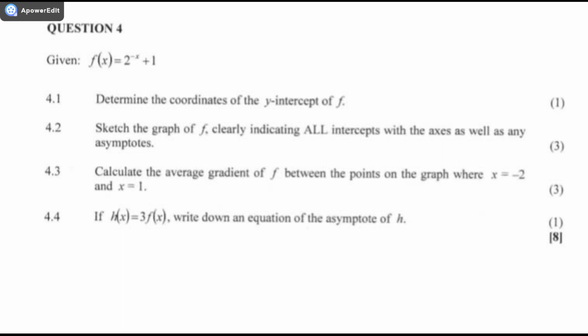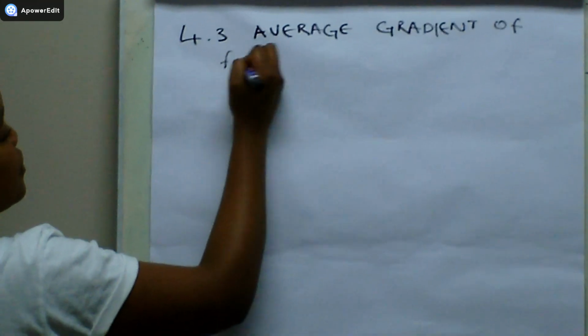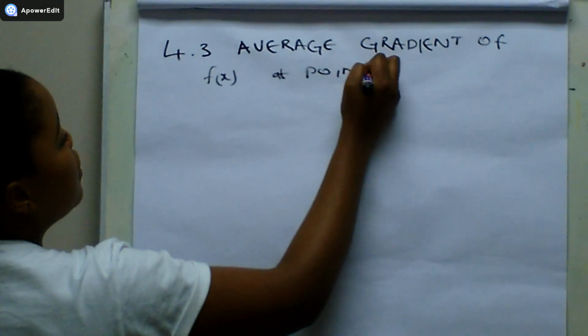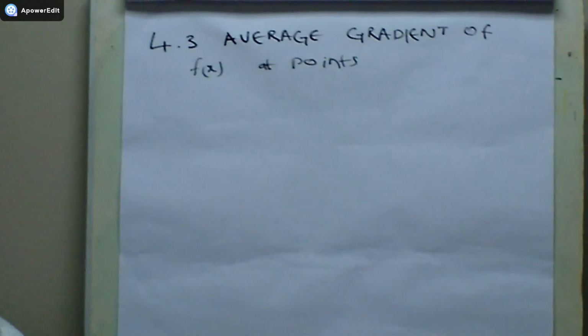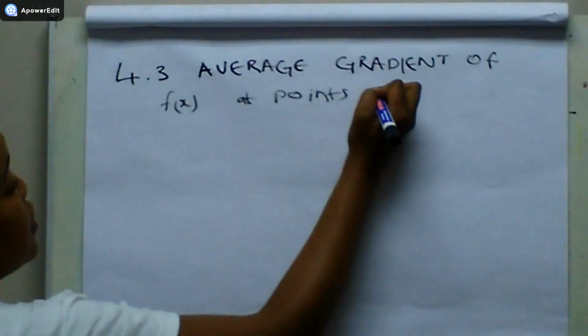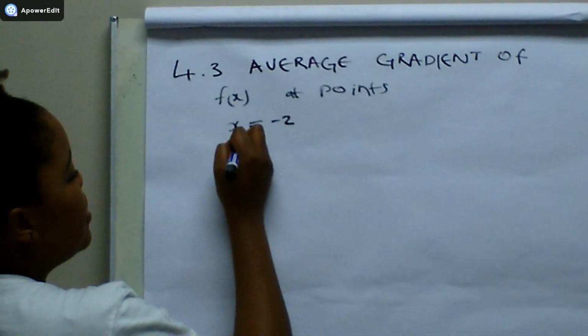So moving right along, we're going to be doing question 4.3, which is to calculate the average gradient. We define the gradient as the slope. So you calculate the gradient by, I'm just going to show you right now. I'm sorry that the camera is a bit shaky, but just try to zoom in so that you guys can get the footage.